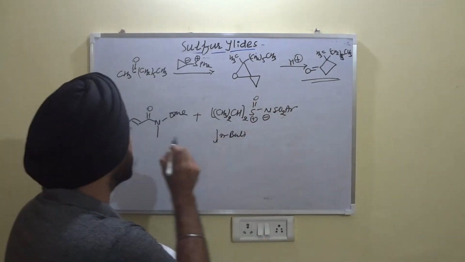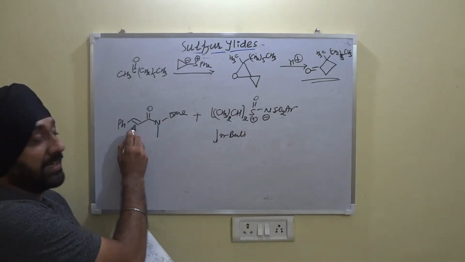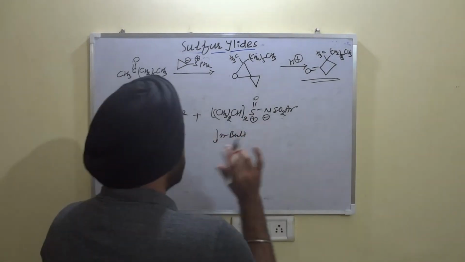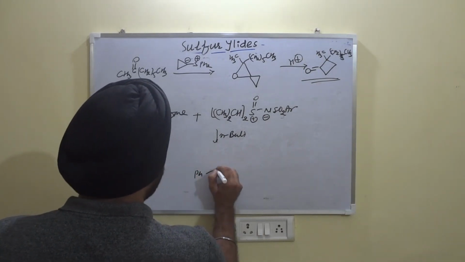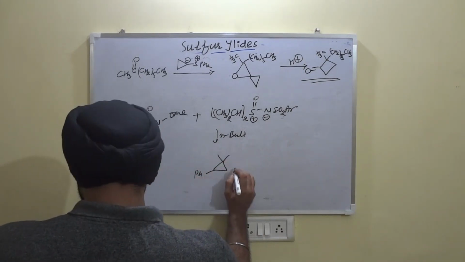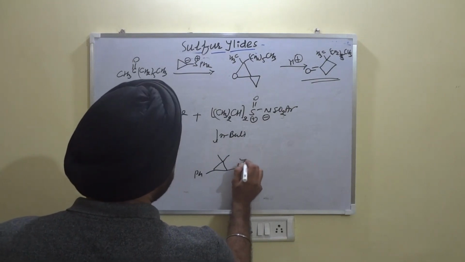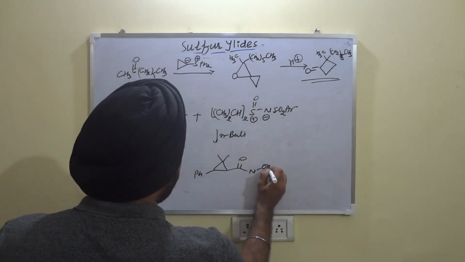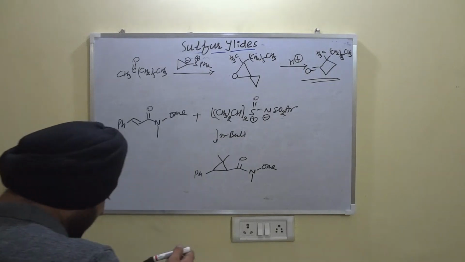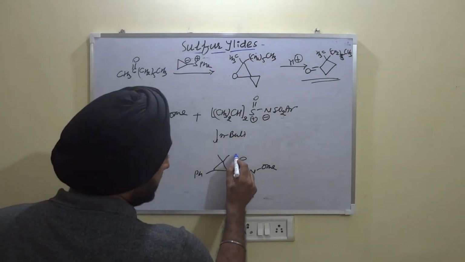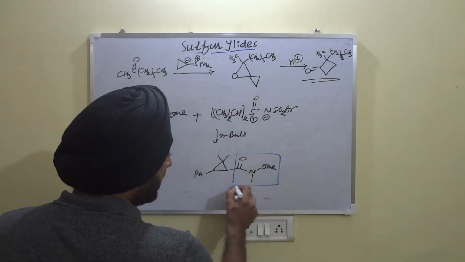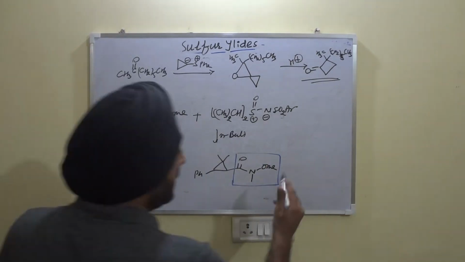And if it is a stabilized ylide, we know it will always form the cyclopropane ring. So this is something that one must bear in mind. So this will be the desired product in this case. And here we have an important molecule. This entire moiety, this is called venrebamide.